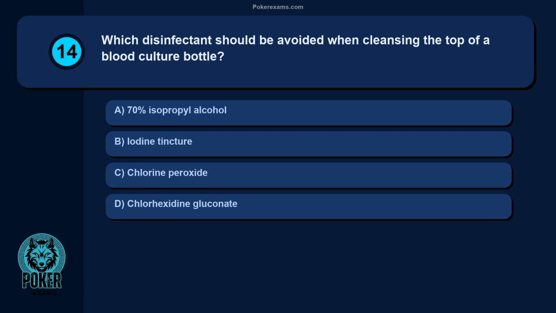Question 14. Which disinfectant should be avoided when cleansing the top of a blood culture bottle? 70% isopropyl alcohol, iodine tincture, chlorine peroxide, chlorhexidine gluconate.